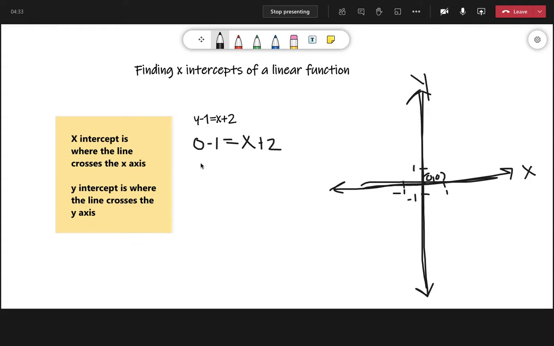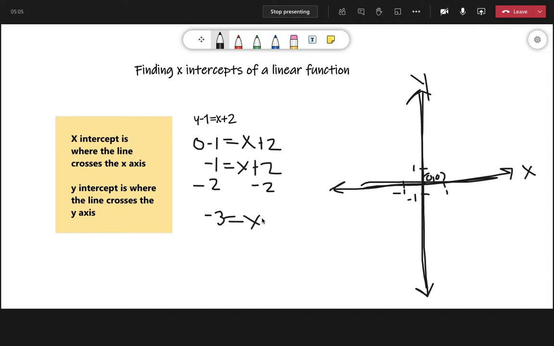So first off, I know that 0 minus 1 is negative 1. And I need to get this x by itself. So what I'm going to do is subtract 2 from both sides. Remember, you always do the inverse operation to solve. So we are adding 2, we are going to subtract 2. Negative 1 minus 2 is negative 3. So our x-intercept is going to cross where x equals negative 3.